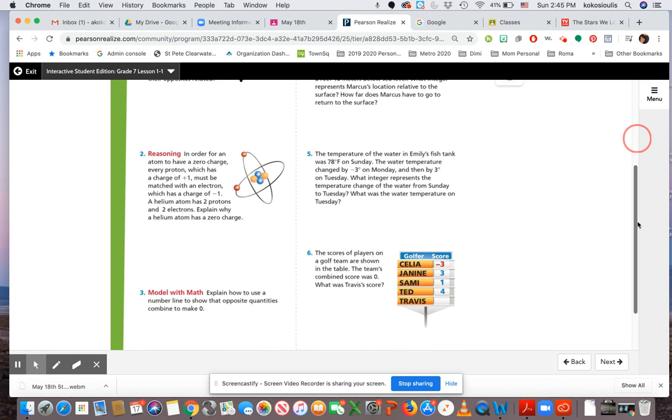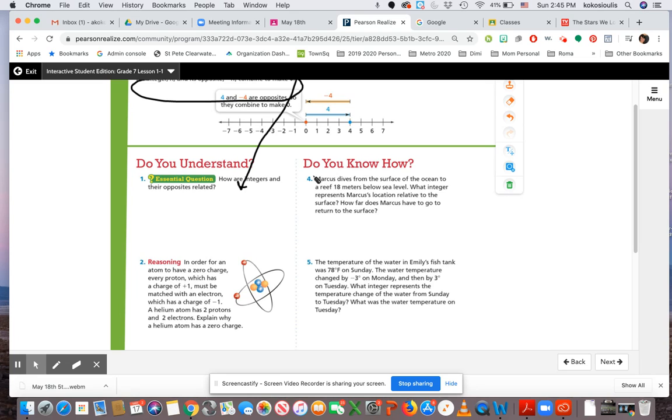So I want you to take a look at number 2 and 3, and then take a look at number 4. Why don't I do number 4 really quickly for you? Marcus dives from the surface of the ocean to a reef 18 meters below sea level. I promise you this: draw this out. I always like to draw this. Okay, so here's the water. Water starts at 0. Then he dives, and I know if he's below 0, he's at -18 meters, right? What integer represents Marcus' location relative to the surface? So the integer that shows him diving is -18 m, right?